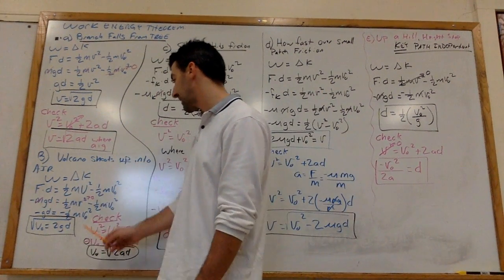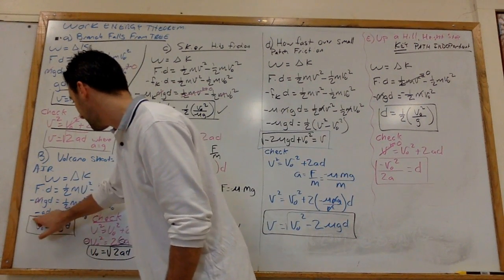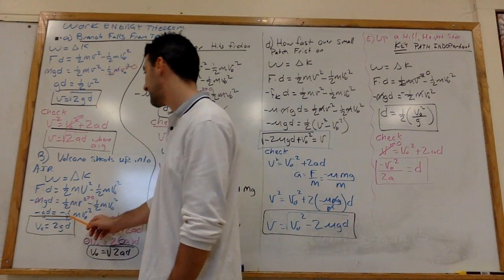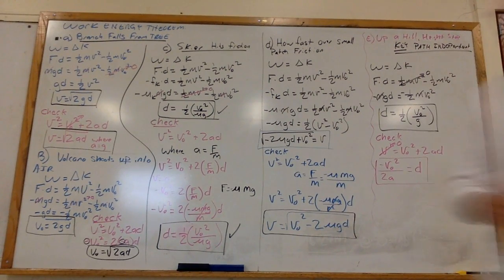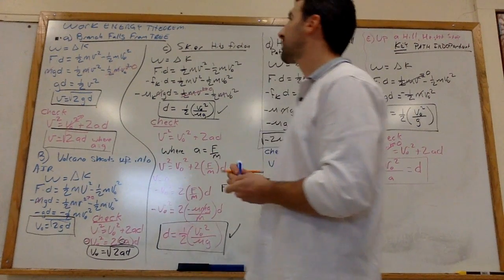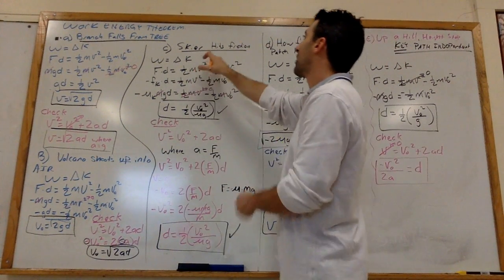My negatives cancel out. Again, I'm left with a v equal to the square root of 2 times g times d. Again, those two things should be equal, except for my mistake in notation. Going to part C.